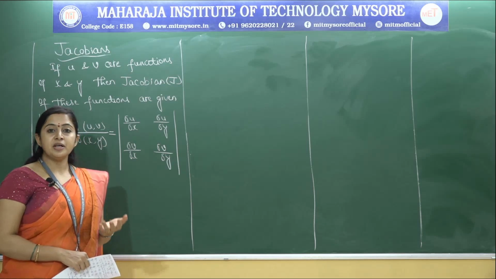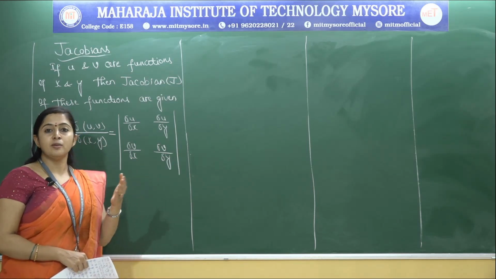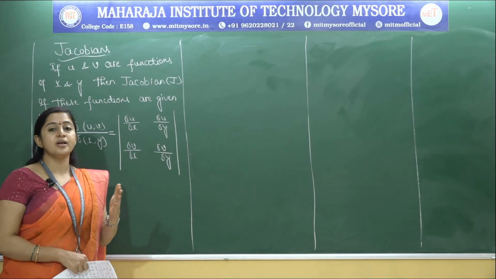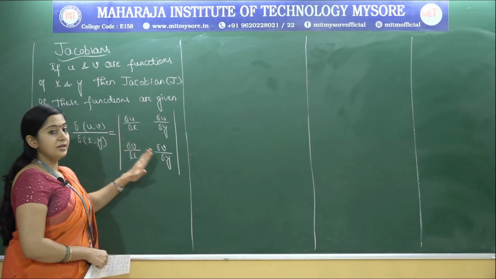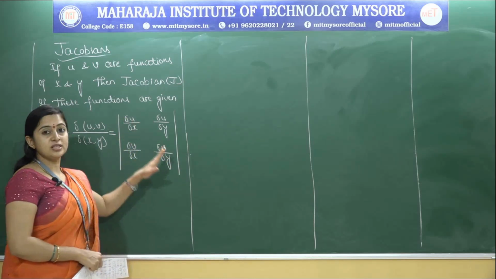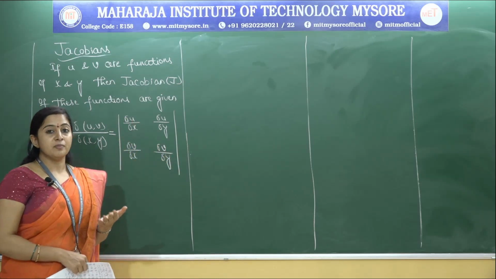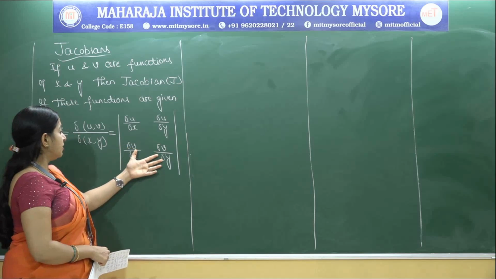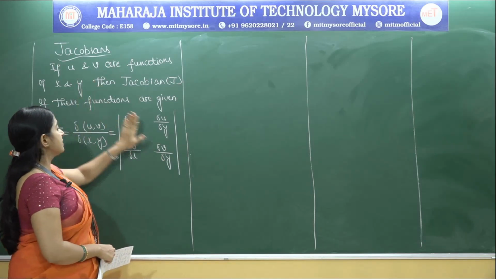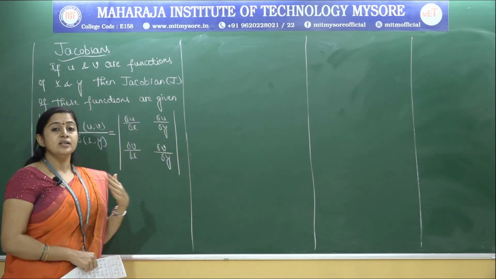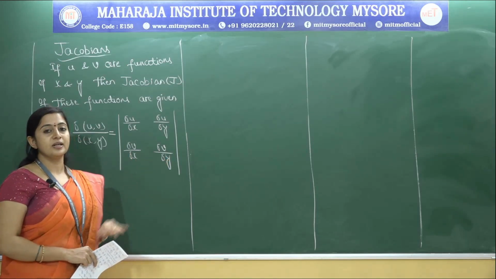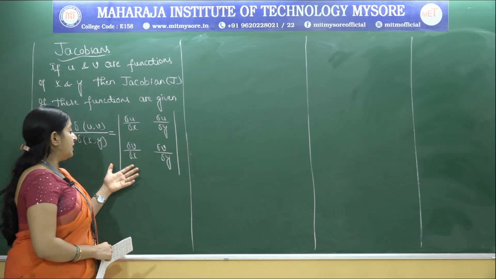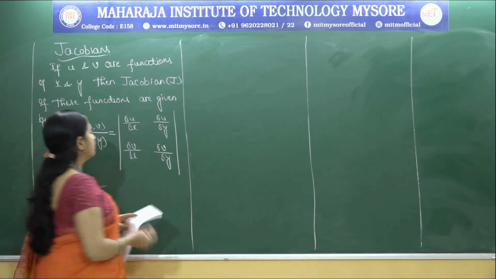If you have three variables, that is u, v, w depending on x, y and z, you have to construct the third order determinant, that is 3 cross 3. So depending on the variables, you have to construct the determinant. If it is two variables, then you consider 2 cross 2. If 3 variables, then 3 cross 3 third order determinant. So directly we will go to the problems.